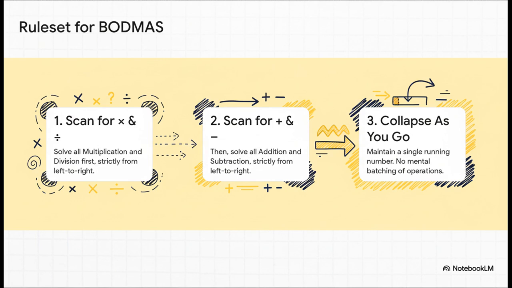Within the group of multiplication and division, you have to solve strictly from left to right. The same thing goes for addition and subtraction. Don't do all the multiplication first and then all the division. Nope. It's one single pass, from left to right for M and D. Then you do a second pass, left to right for A and S, and just keep collapsing the numbers into a single running total as you go.